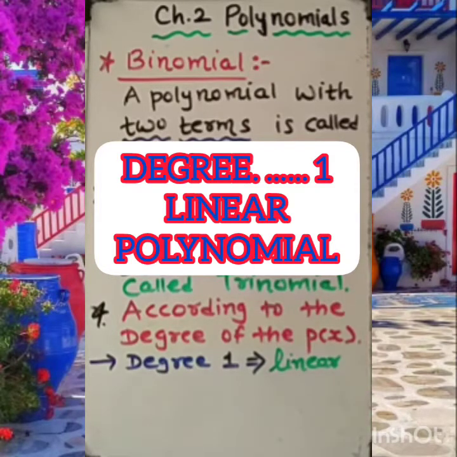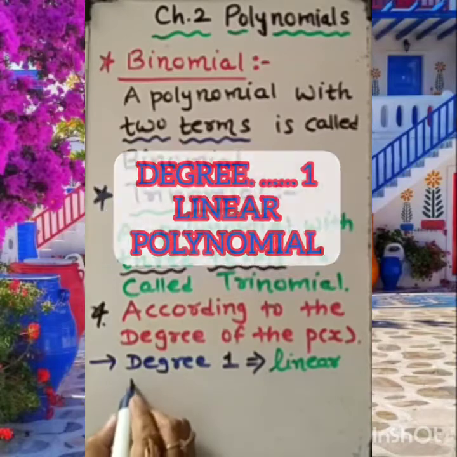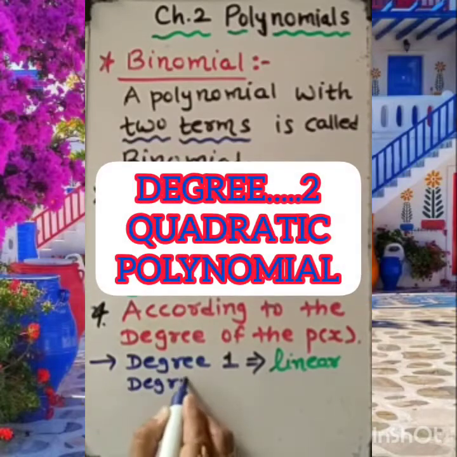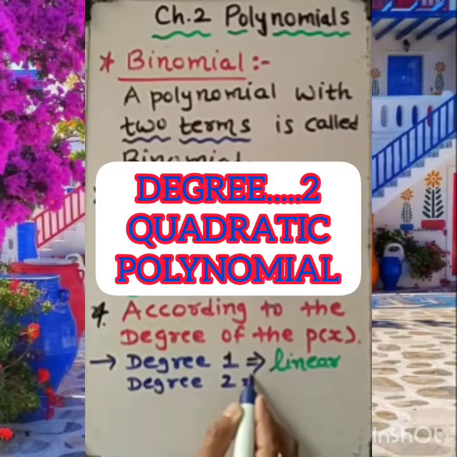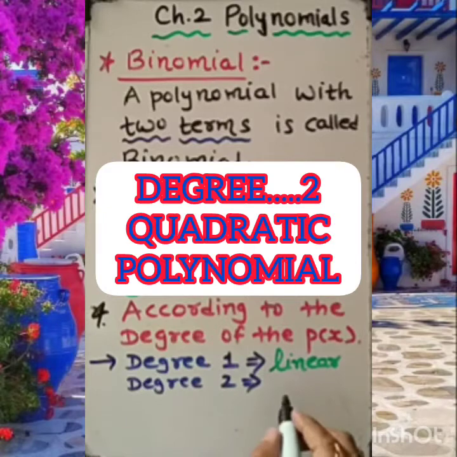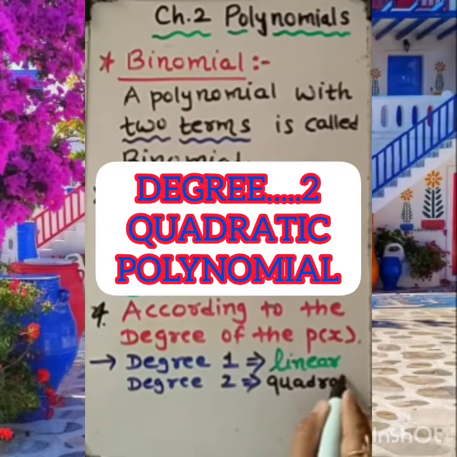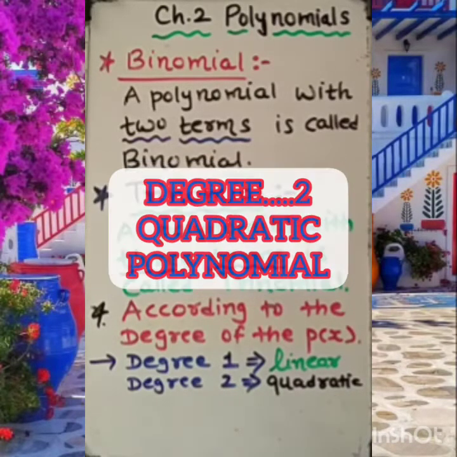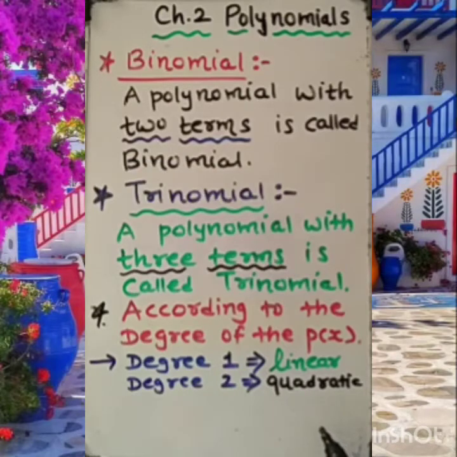Linear polynomial, right? Suppose it has degree 2, means the power is 2. Degree means highest power, you know. With the power 2, it is called a quadratic polynomial. Quadratic. Please keep this word in mind. Everything we are going to learn through examples also.